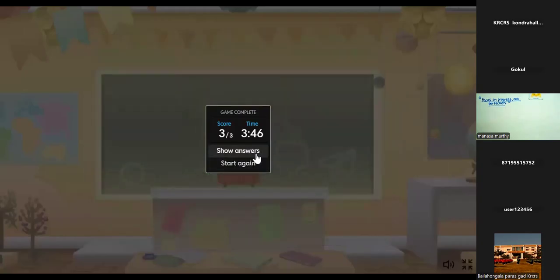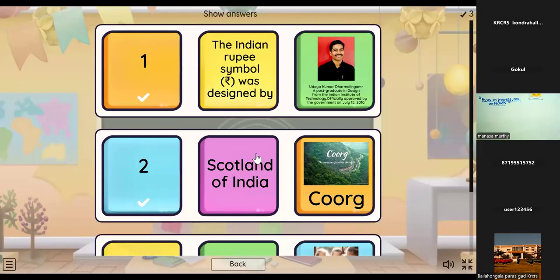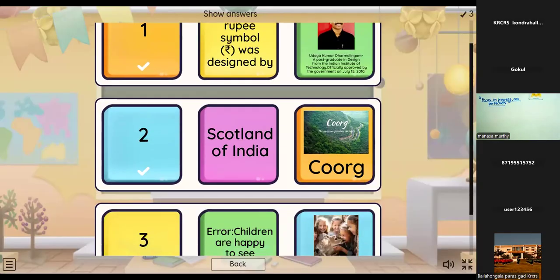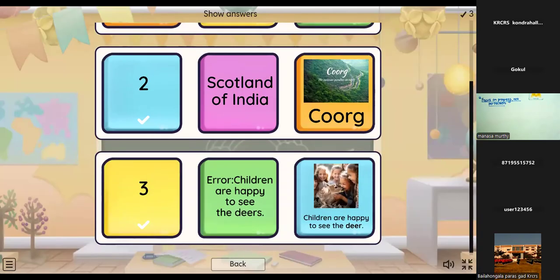So only 3 questions for the day. One was pertaining to the Indian rupee symbol, another was Scotland of India, the third one was the error in the given sentence.